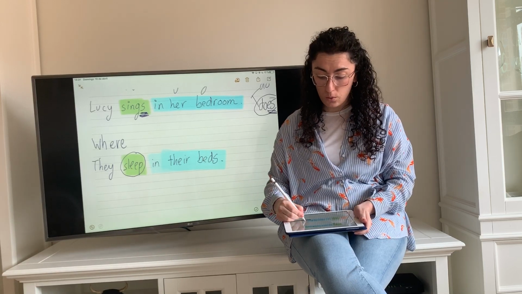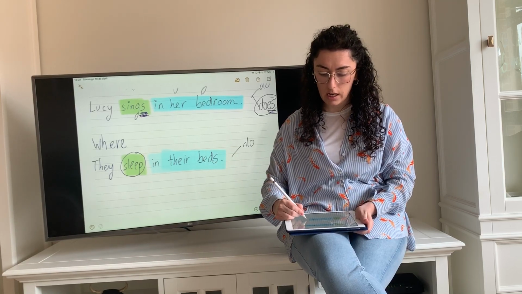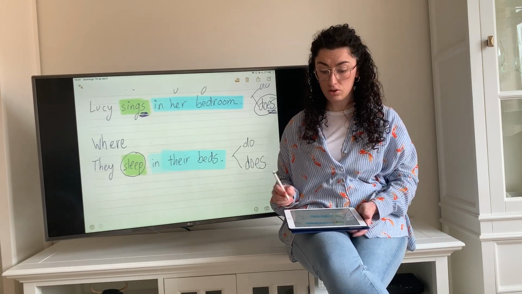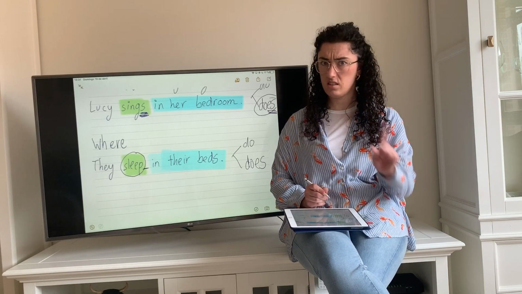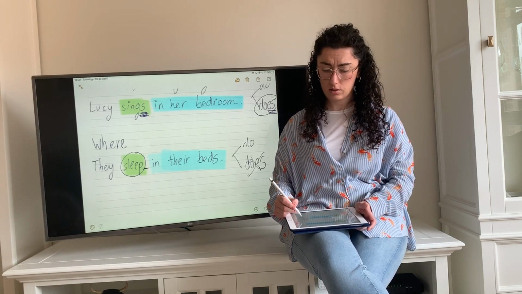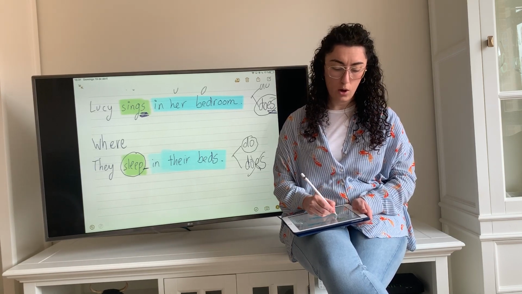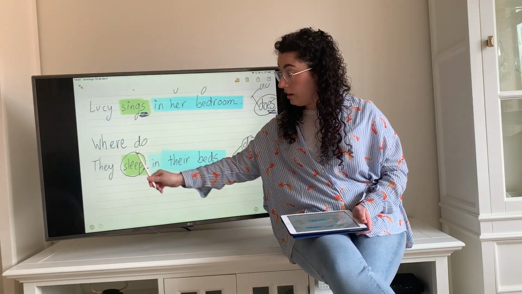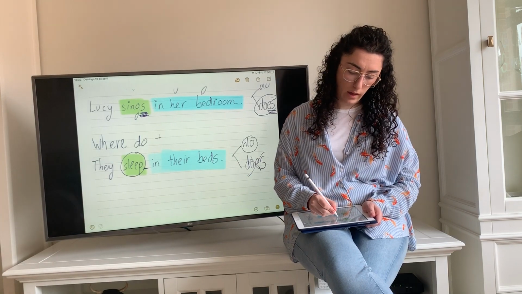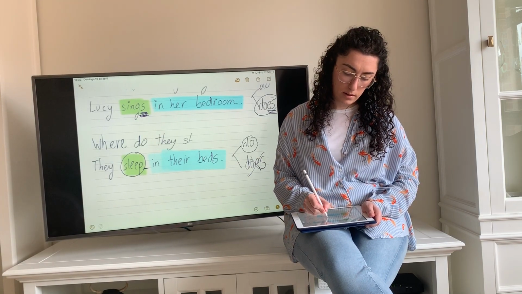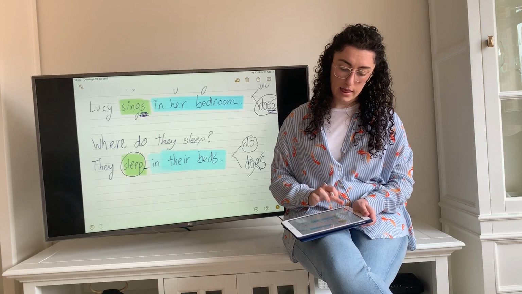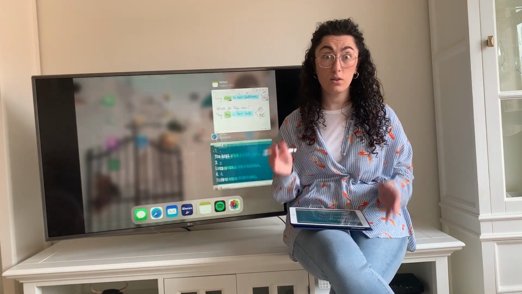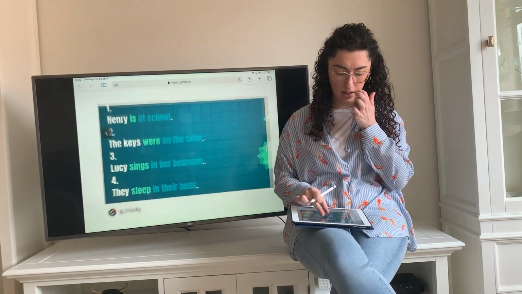Very good. So, in the present, we can use either do or does. We are going to use, does it have an S here? Is it third person? No. So we cannot use does. We use do. Okay? Where do they sleep? Where do they sleep? They sleep in their beds. Okay? Good, very good. I hope you understand this.